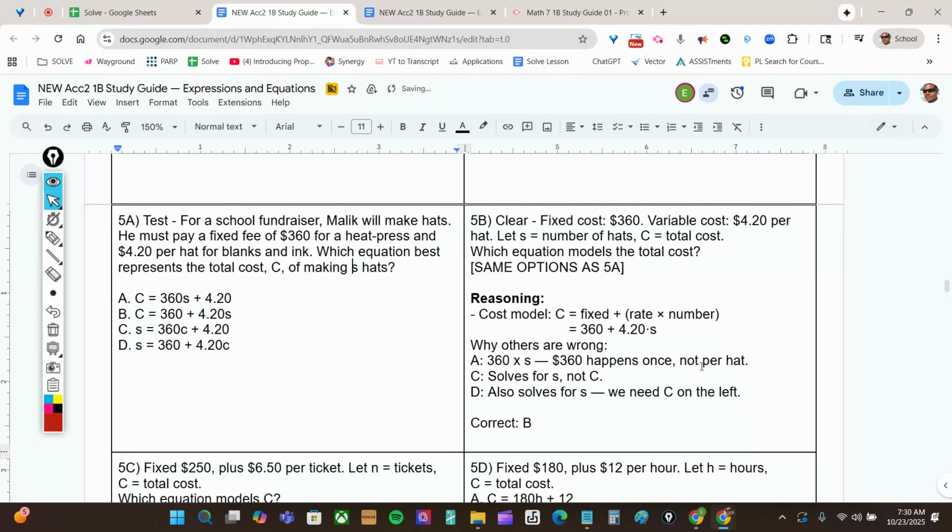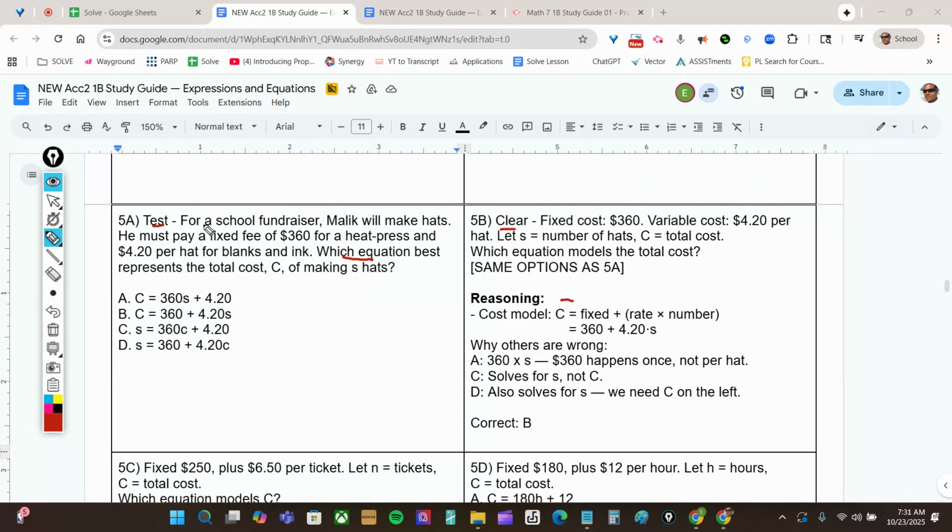Now, basically, we need to find out which equation models the scenario that you're given. I did it over here. I don't remember if we got this far in class, but I'll just explain it, and the notes are already there for you. This is the test version, like how the wording is on a test. This is a little bit more clear.